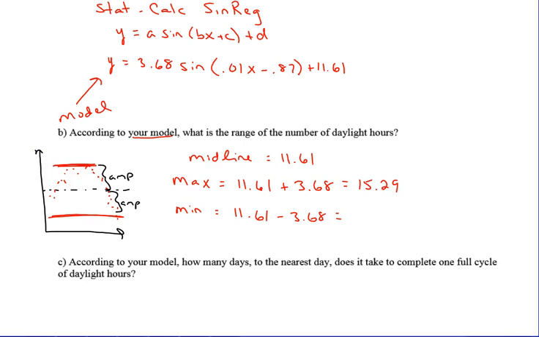going to give me my lowest point, right? Because remember, the amplitude is the distance from the midline to the max or to the min. So the minimum is 7.93. So the range of daylight hours using my model goes from 7.93 to 15.29 hours of daylight.